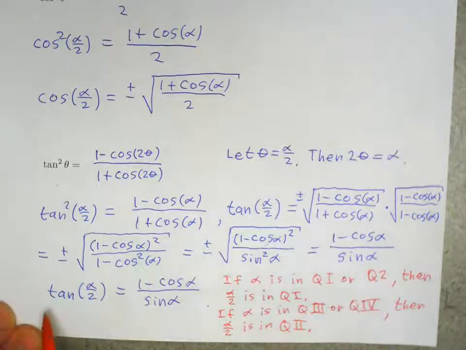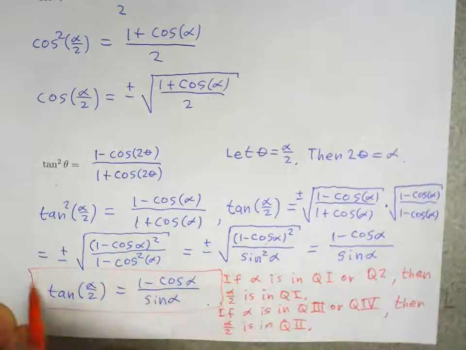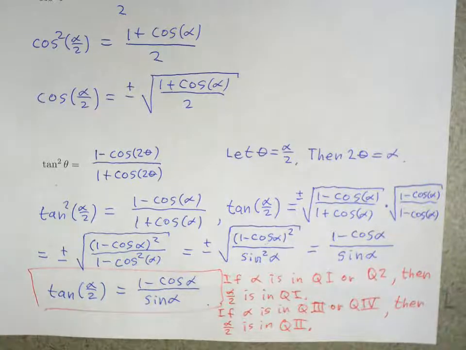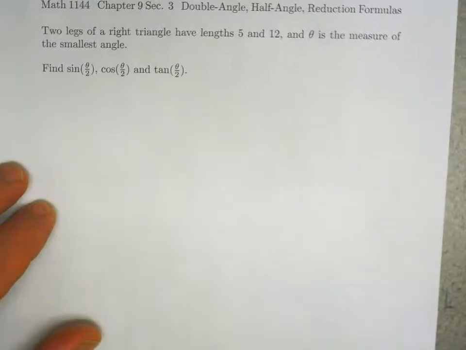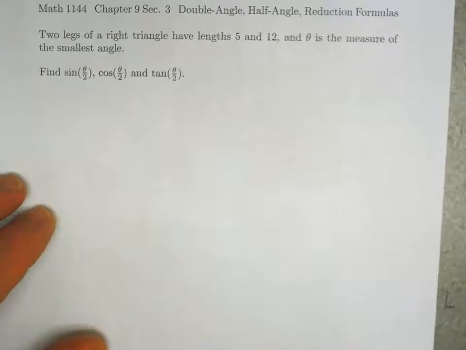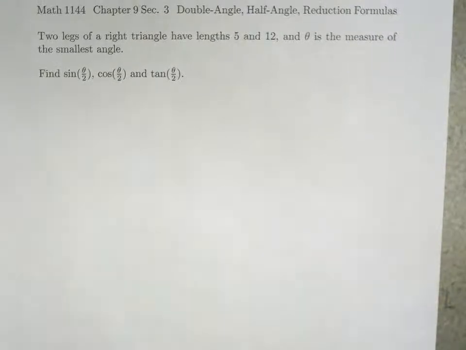So that's an argument. Just remember this, tangent of alpha over 2 is equal to 1 minus cosine of alpha over sine of alpha. Okay, so we'll apply those formulas in an exercise. Two legs of a right triangle have lengths 5 and 12, and theta is the measure of the smallest angle.